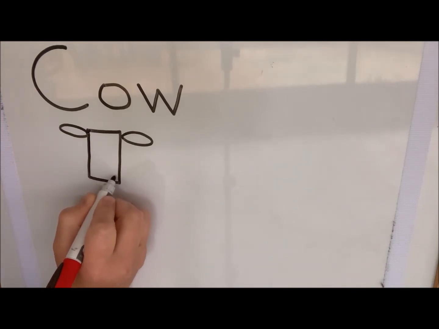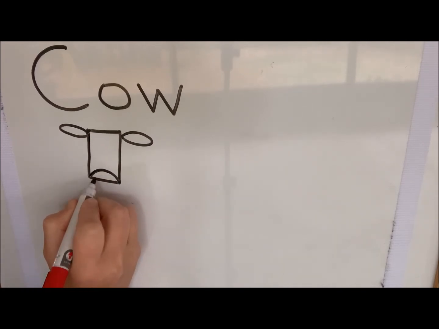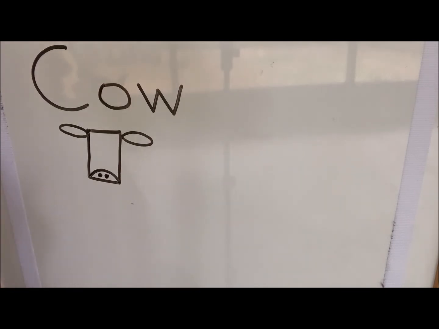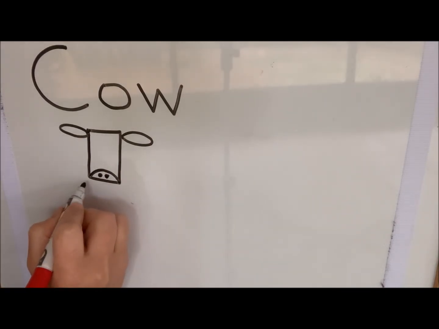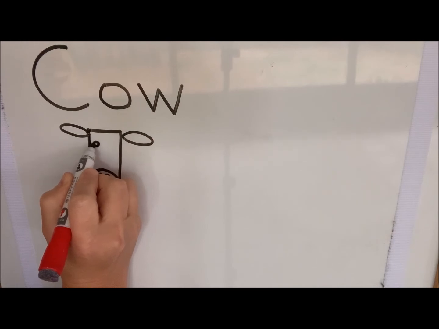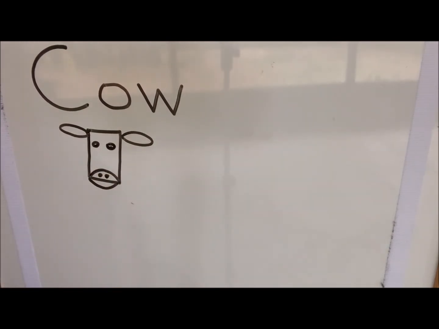Down here, I want to make its nose or its snout. I'm going to draw a curve right like this. And then I'm going to put two circles, that's its nostrils. And then I'm going to make its mouth down here. I'm going to make it just like a smile. And then, of course, he needs eyes. There's my cow's face.